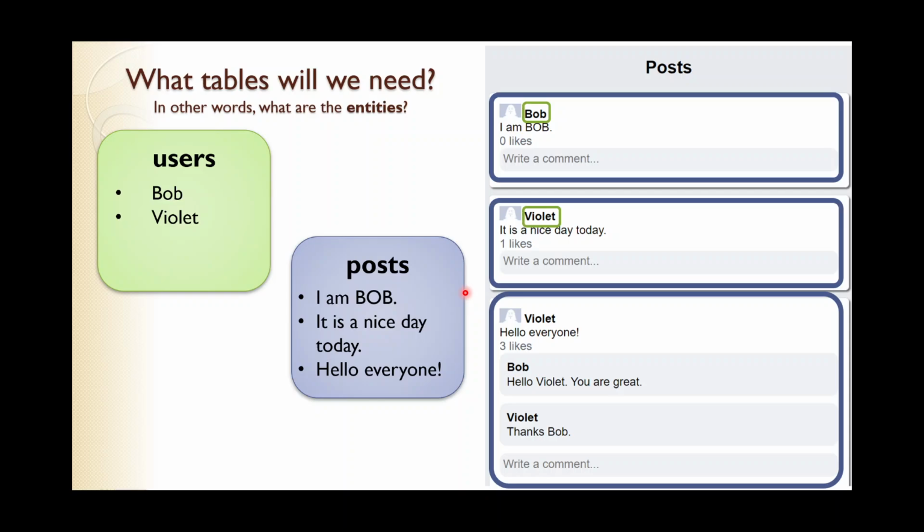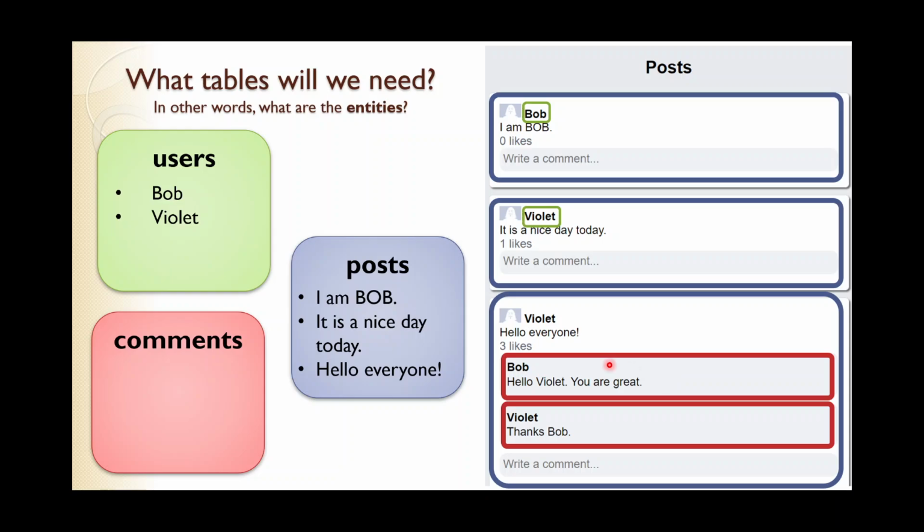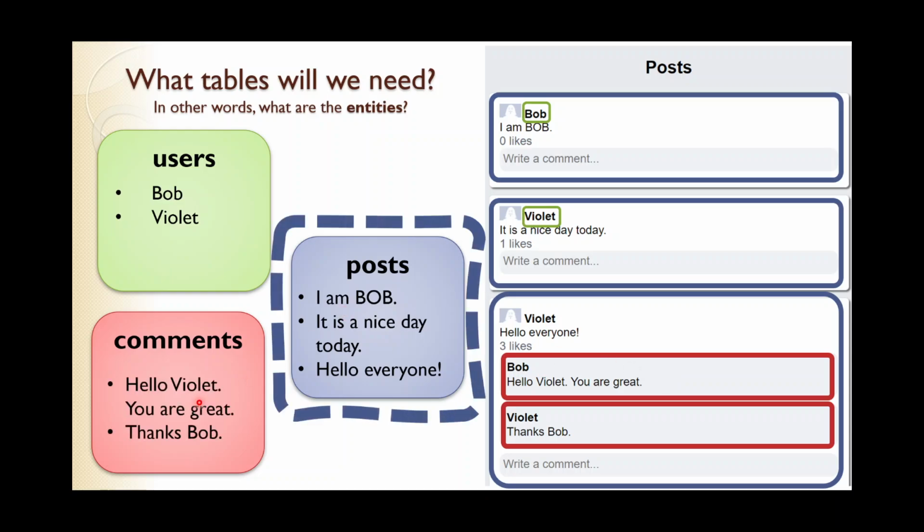There is one more type of thing that we need to store. In other words, another entity or another table. And that is down here, we have comments. We can see that there are 2 comments here. Hello Violet, you are great. And thanks Bob. So there are 2 comments, 2 rows in the comments table.